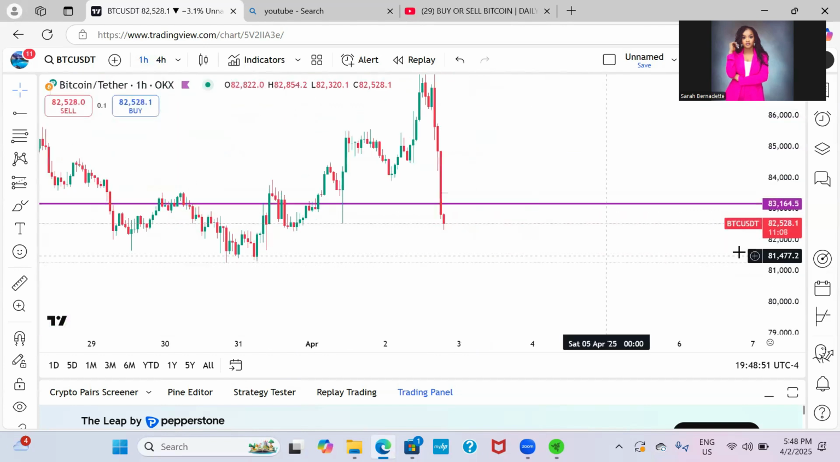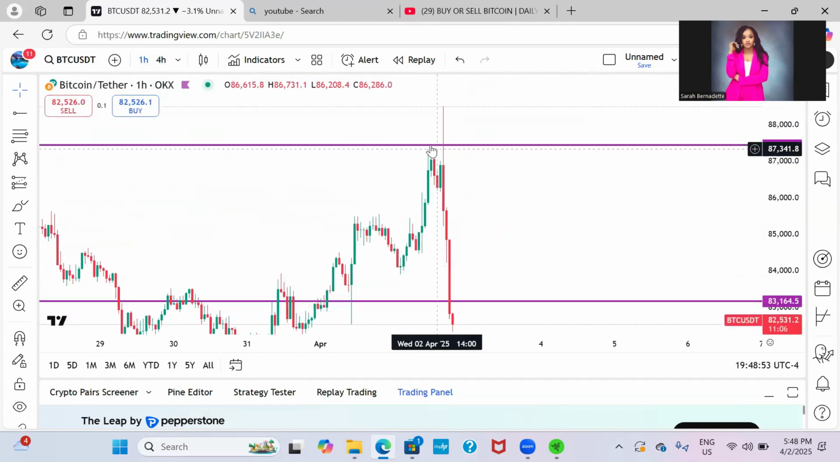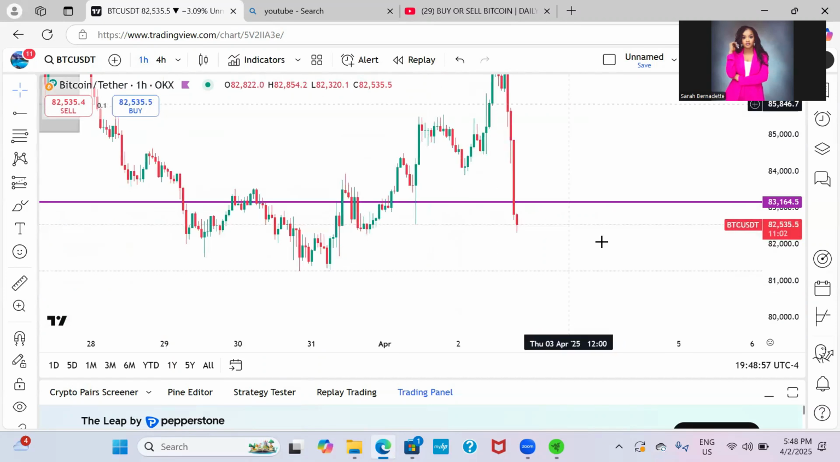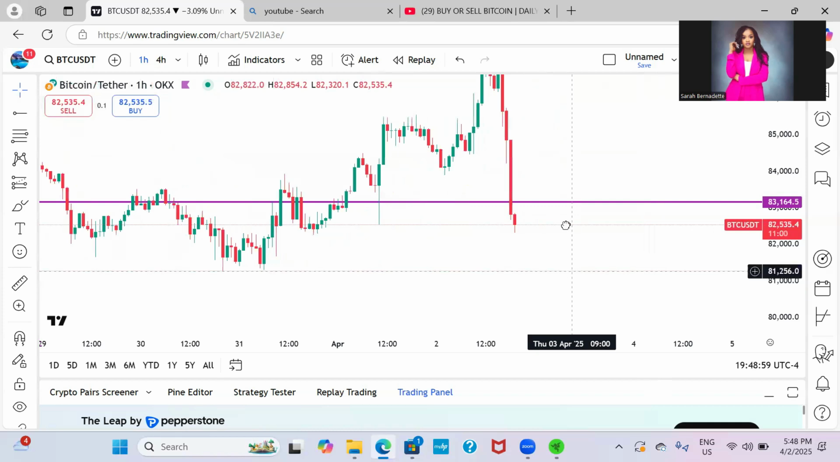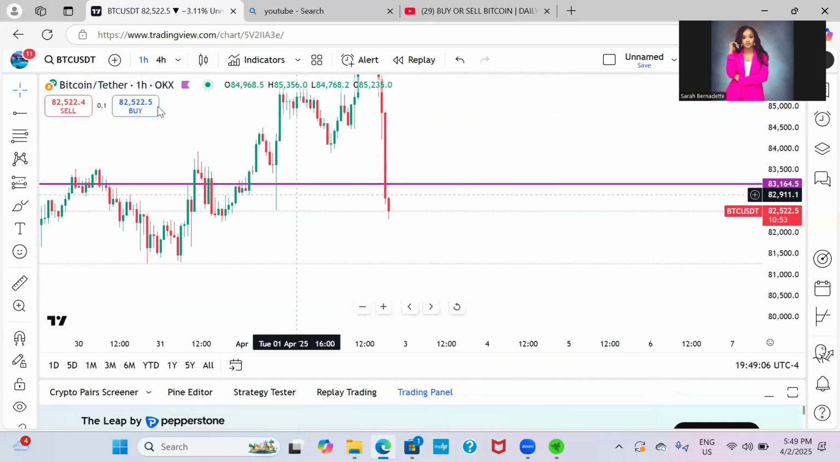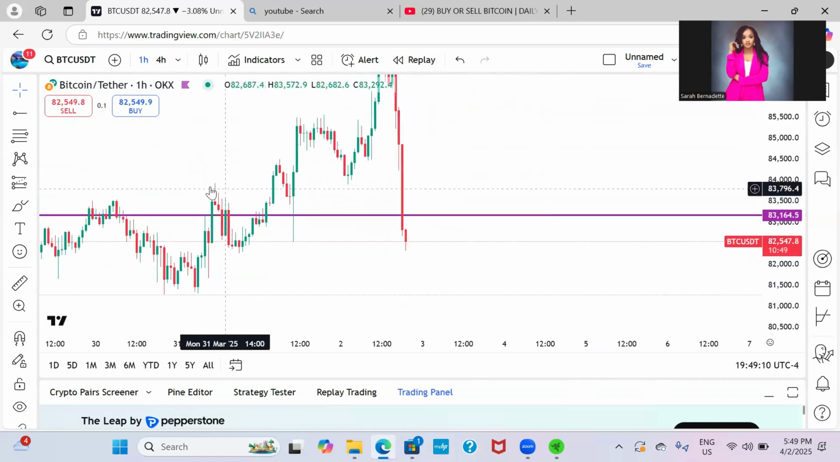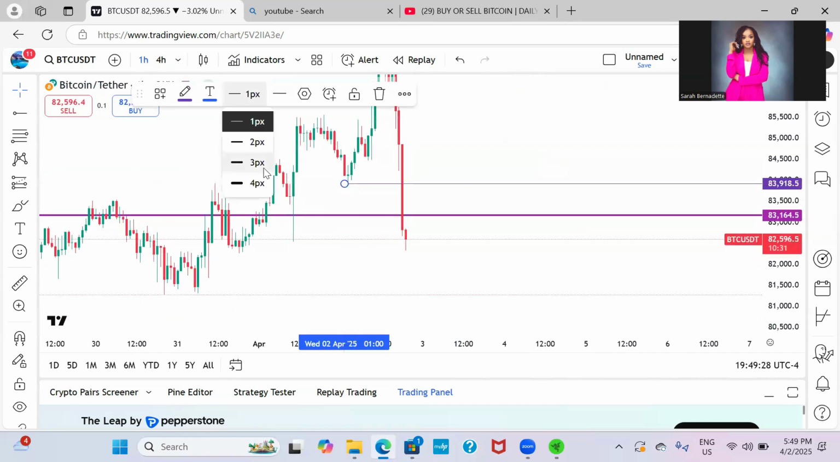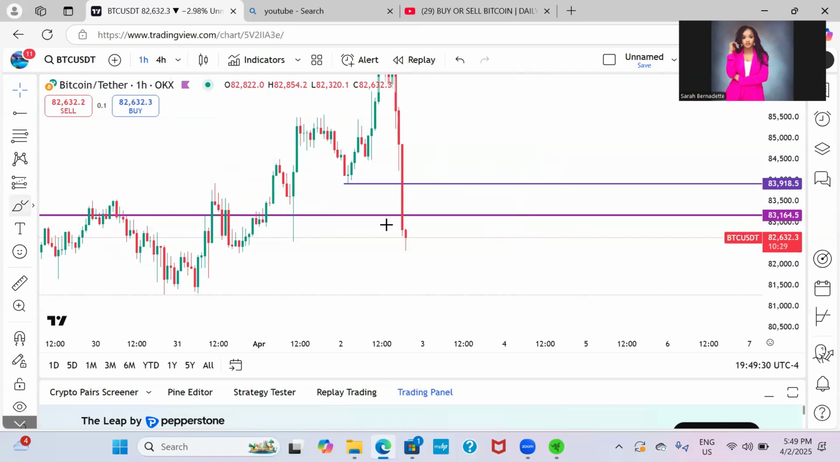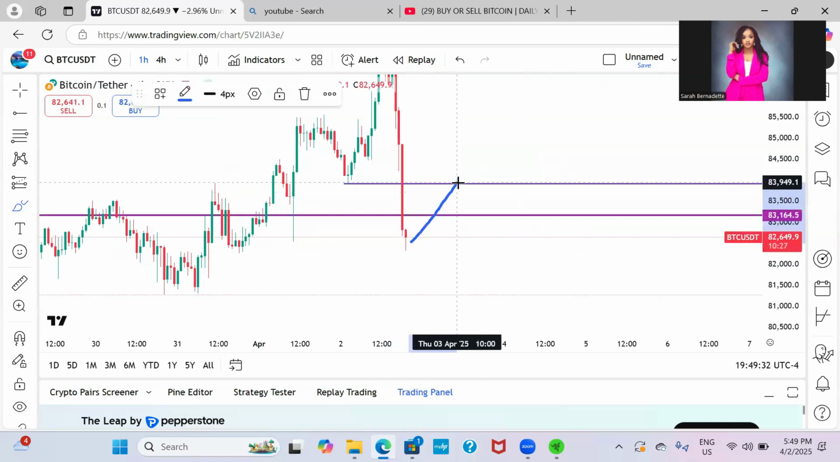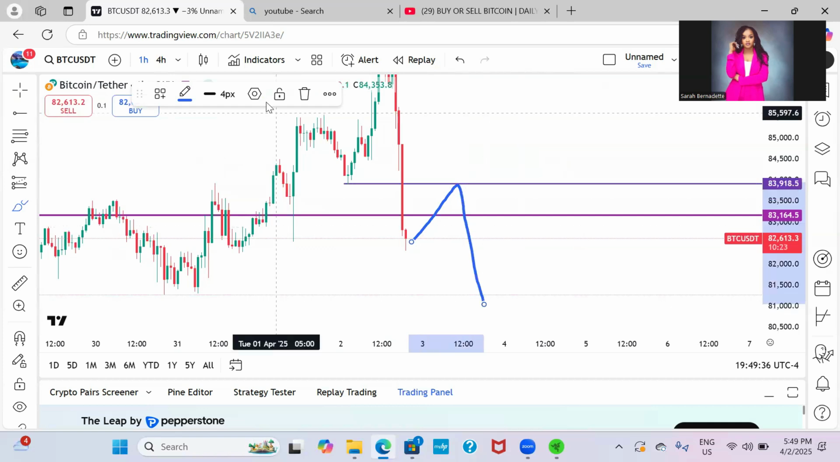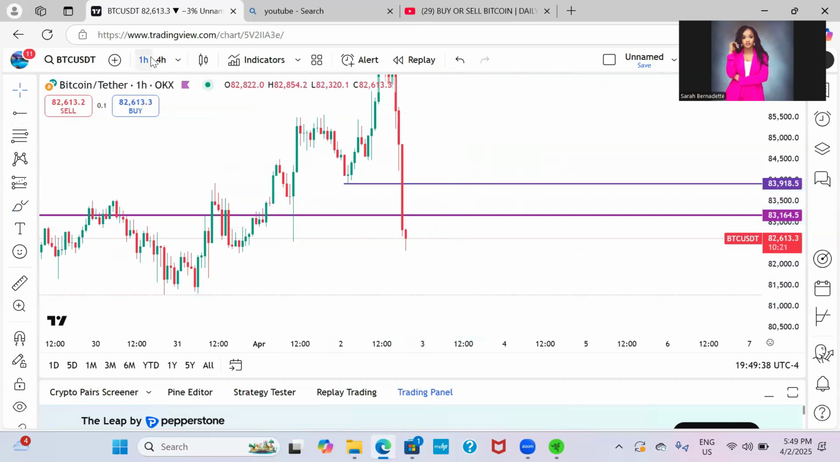Now let's see, where can you look for entries? Well, the best area, like I said, would have been at 87,000. That would have been the best area to look for a sell. But if you didn't sell there, you basically need to wait for a pullback. On this 1 hour time frame, we have a resistance here. This could be one area. 83,918 could be one good area to look for a short.